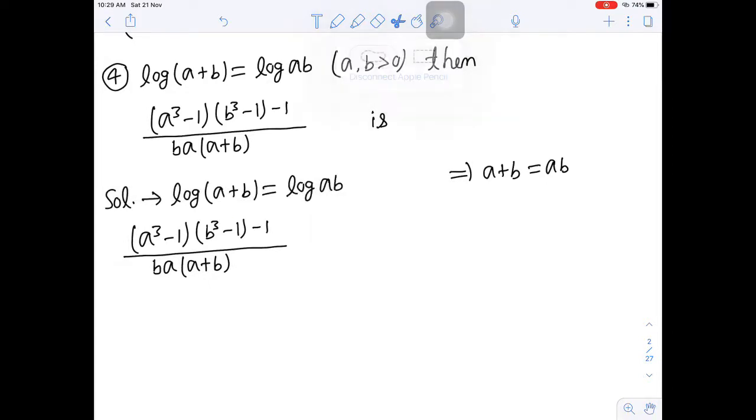First of all, we need to multiply a cube with b cube minus 1. If we multiply, we will get a cube b cube, and then a cube into minus 1 will give minus a cube. Next, minus 1 into b cube minus 1, so it will become minus b cube and then plus 1, and then minus 1. So it's clear: a cube b cube, minus a cube, minus b cube, and then minus 1 into minus 1, that is plus 1, and then minus 1. Now this 1 and minus 1 will get cancelled, divided by ba into a plus b.